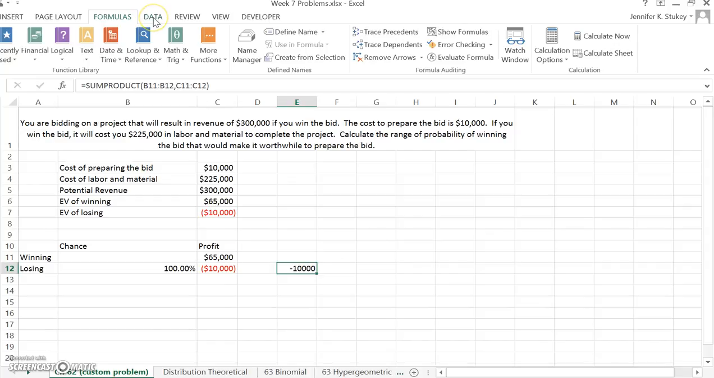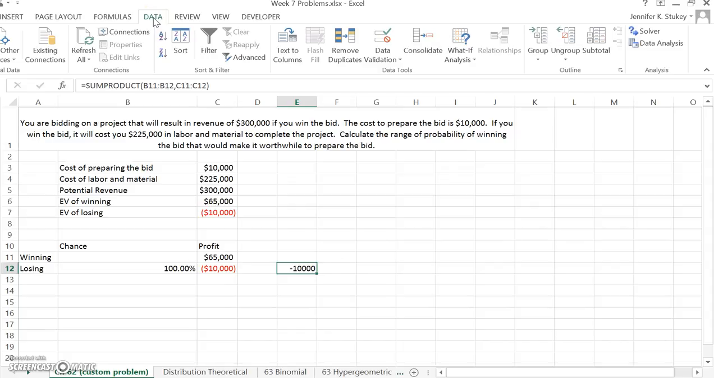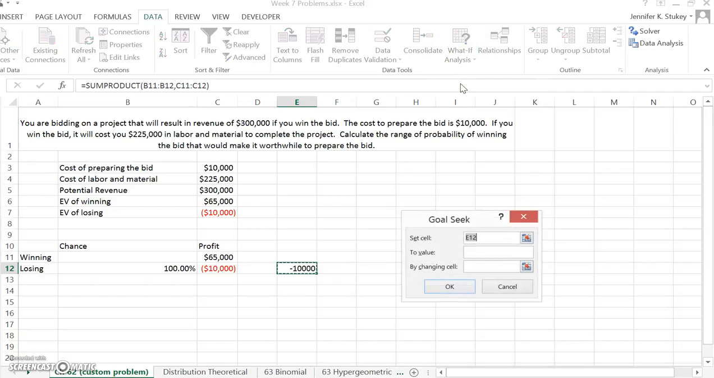What we want to find out is at what point is it worthwhile to prepare the bid. So we're going to use our what if analysis, and within that we're going to use our GoalSeek. We want to set this cell where we have the sum product, which for me is E12, to a value of 0.